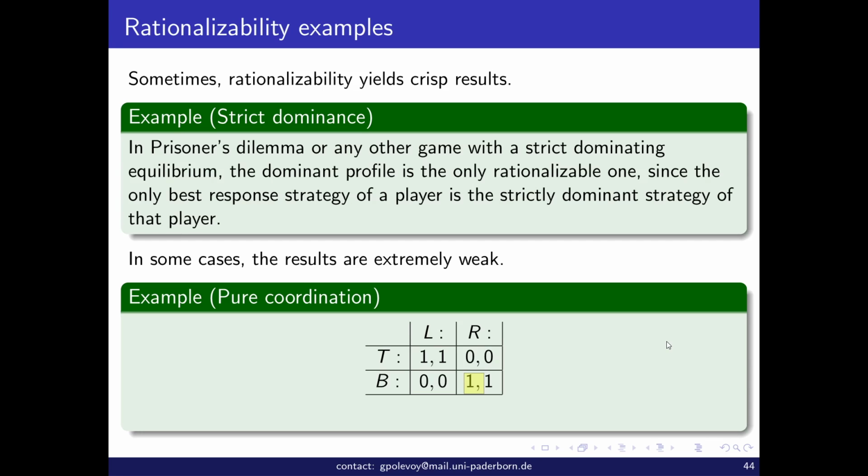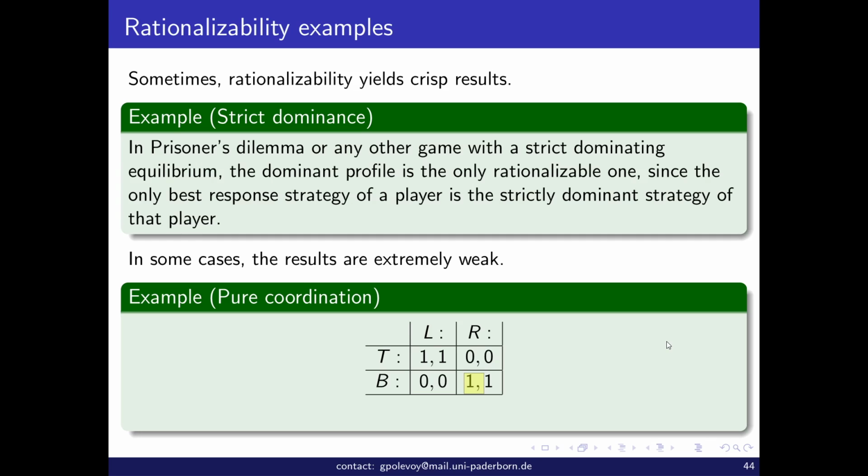And therefore, going to the example of pure coordination, we have two pure equilibria, which are in particular Nash, we also have others, but at least two. Those are enough. One is top left, another one is bottom right. Any pure strategy is in the support of some equilibrium, and therefore, by the observation, all the strategies are rationalizable. So in this case, it is extremely weak.